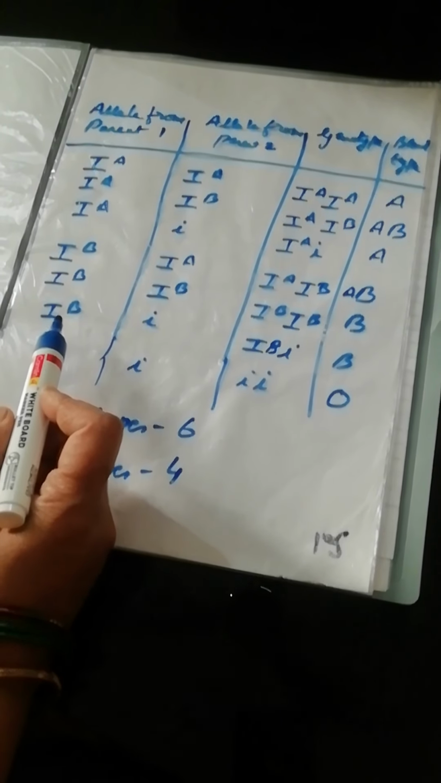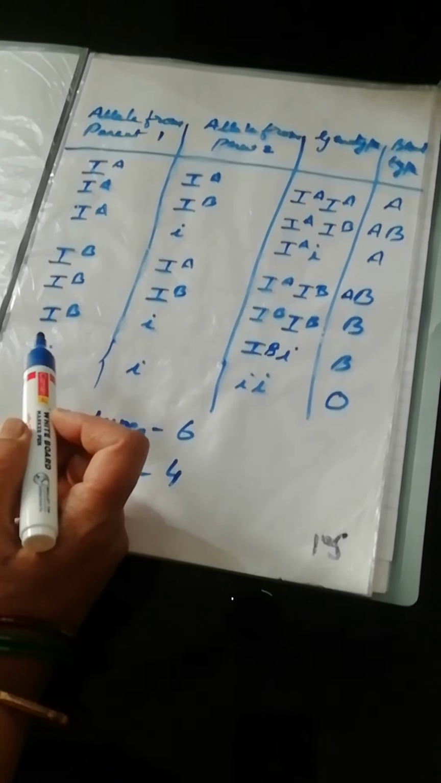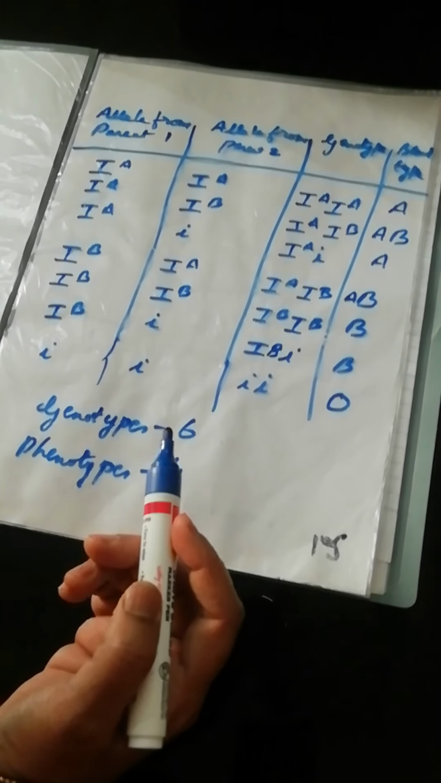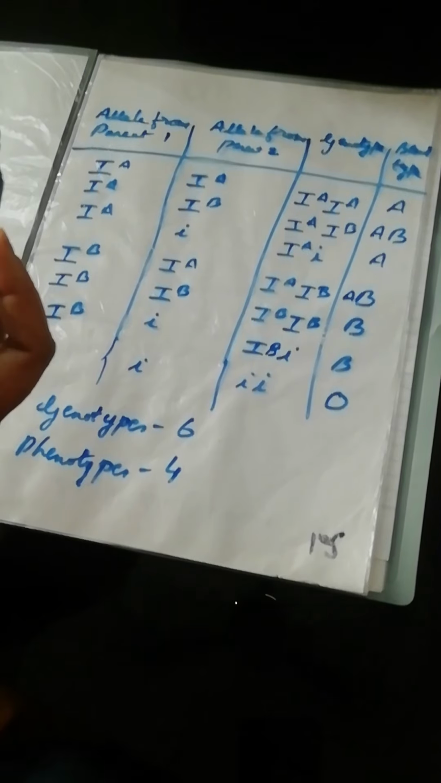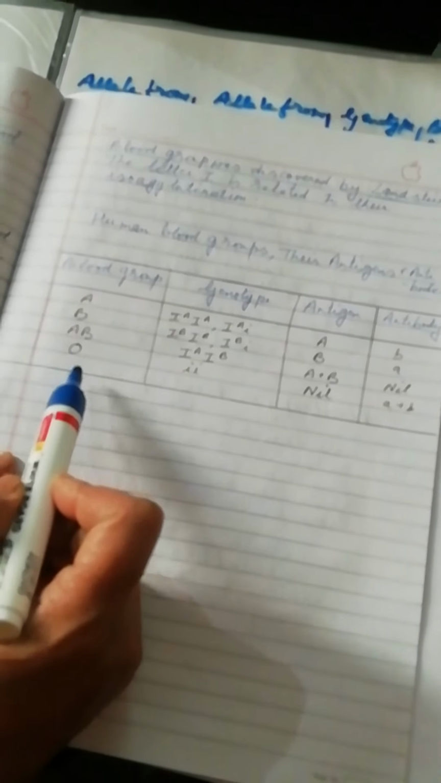And why do we use the letter I for the gene? Because it is related to isoagglutination. Agglutination means clumping. So human blood groups are 4, and what type of antigens and antibodies do they possess? Focus now. See, blood groups are 4 types: A, B, AB and O.